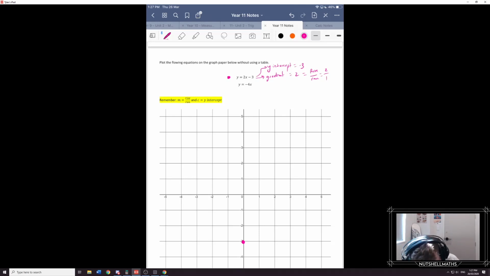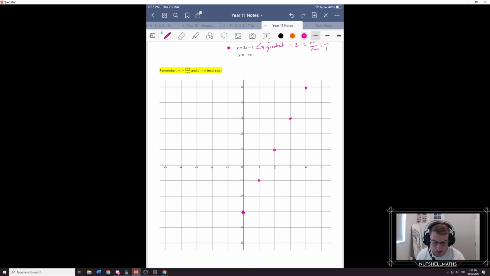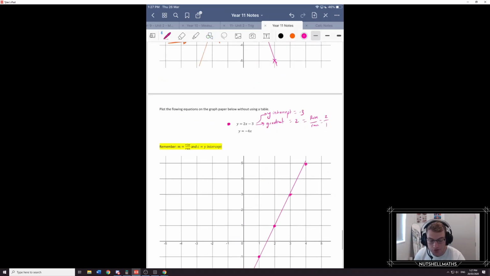So let's have a look at this. Our rise is 2, so I'm going to go up 2. And our run is 1, I'm going to cross 1 and put a dot there. Up 2, across 1, dot. And I can do that forever. And you could even see the pattern. Back 1, down 2, dot. Draw a straight line that matches all of those. And you've just plotted this equation without having to create a table.